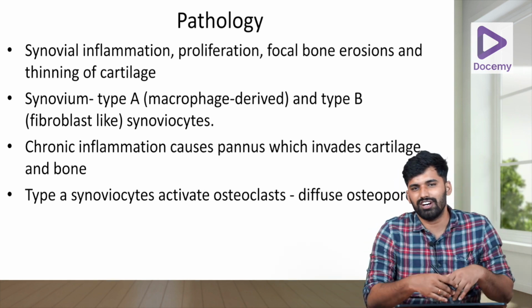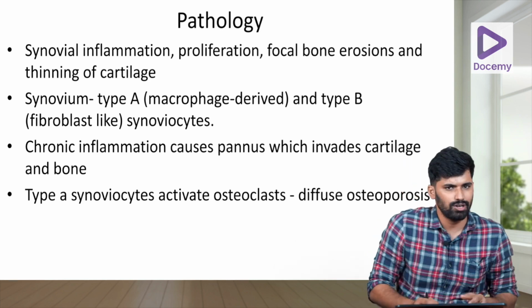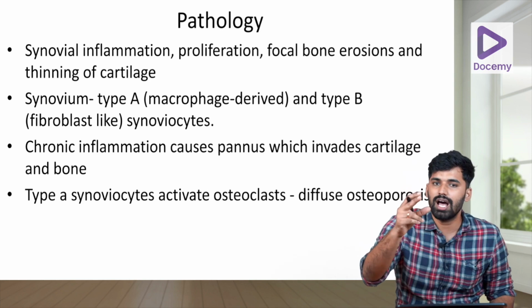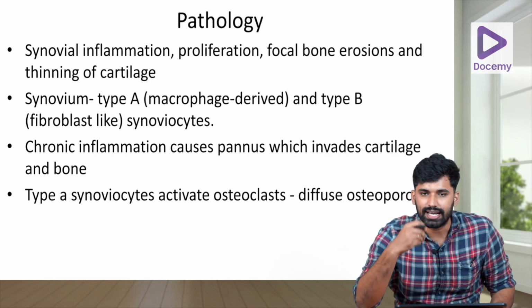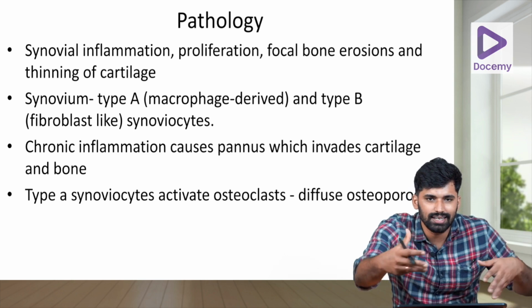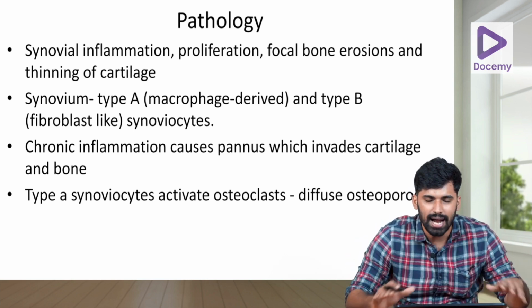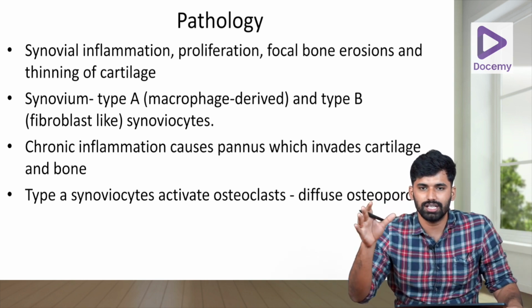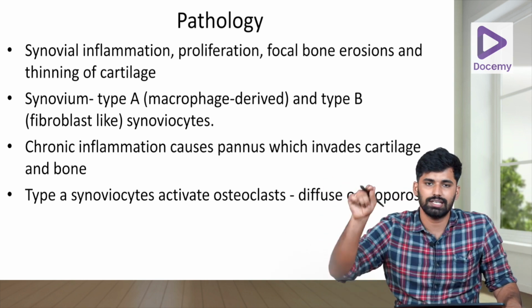Type A is macrophage derived. It does the dirty work of targeting the microorganisms. But type B is fibroblast-like synoviocytes, which secrete collagen, hyaluronan, the matrix required for the cartilage, the matrix required for the synovial fluid. All this is being secreted by the type B synoviocytes.